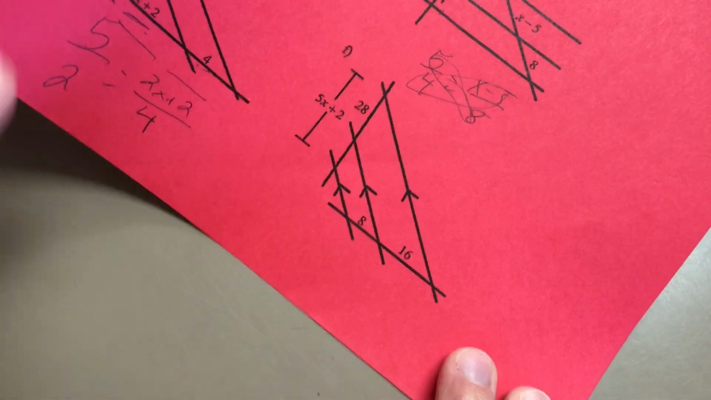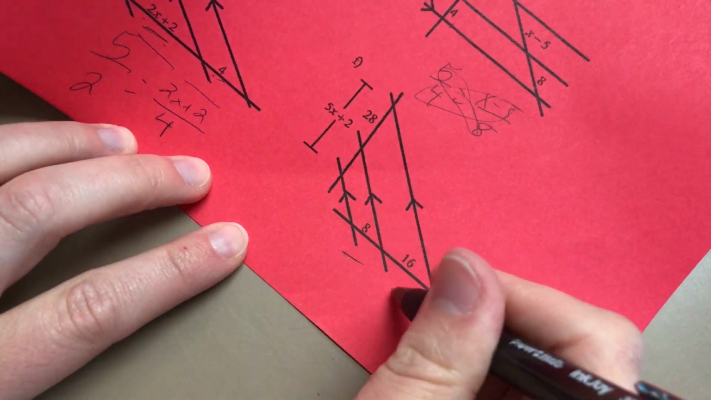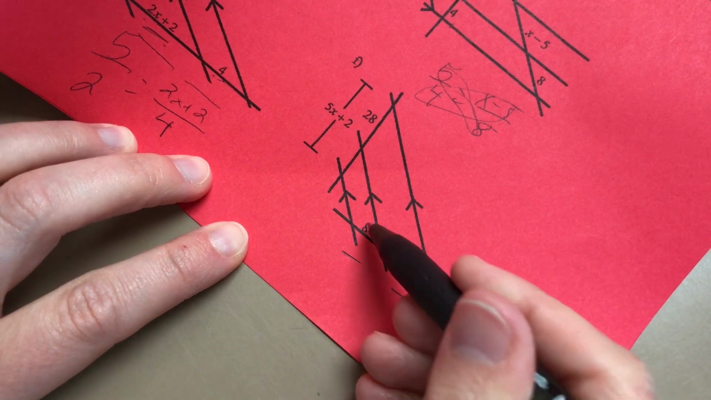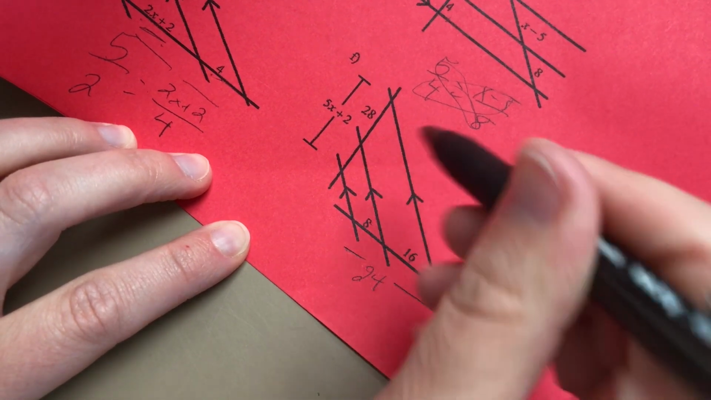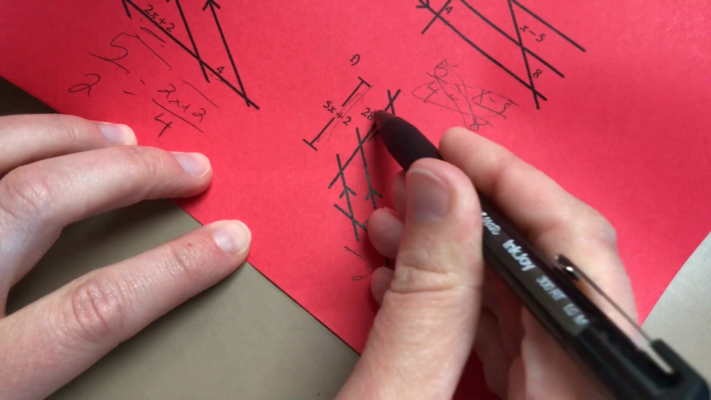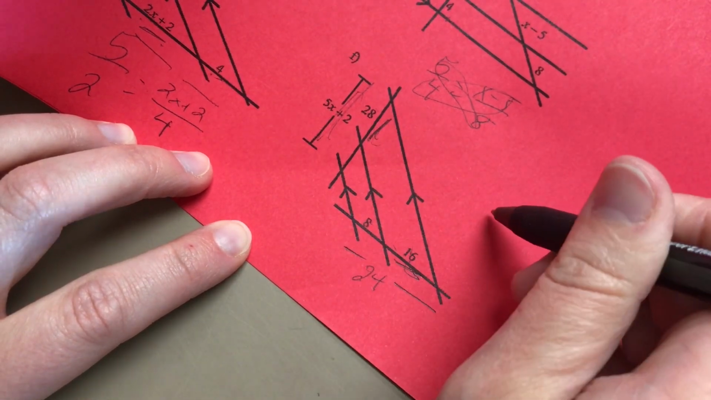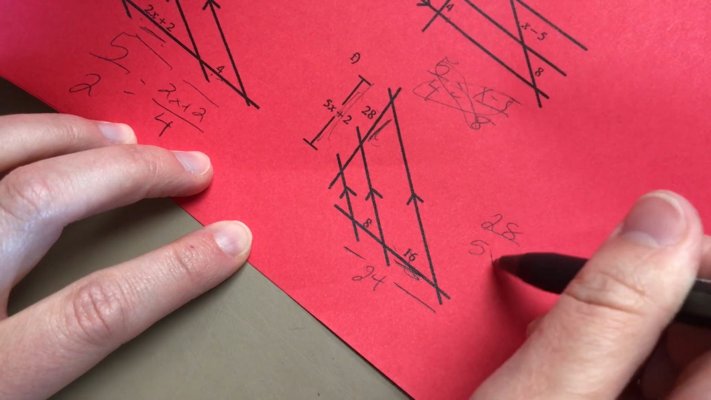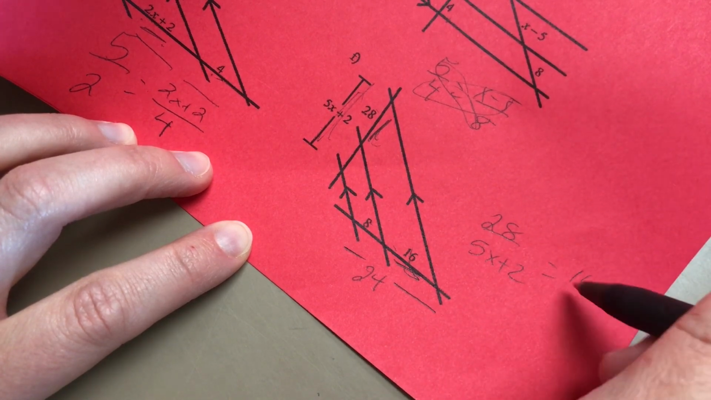Okay. Last one is similar, but I'm going to do the addition over here. 16 plus 8 is 24. So I'll do 28 with the 5x plus 2, and then 16 because it corresponds with the 24. So that would look like this at the end of it. Cross multiply, solve, don't forget to distribute.